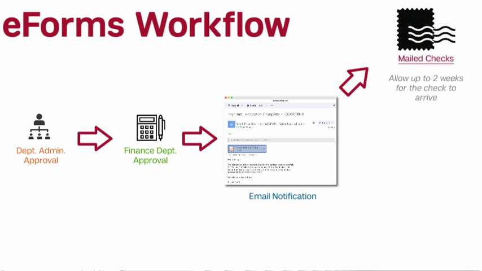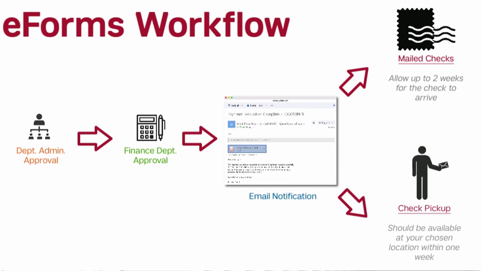If you chose to have your check mailed, you'll want to allow up to 2 weeks for the check to arrive, factoring in post office delivery speed. If you opted to pick up your check, it should be available at your chosen location within a week after final approval of your eForm. After submitting your eForm, you can monitor its progress in the eForms Monitor, which we'll cover next.